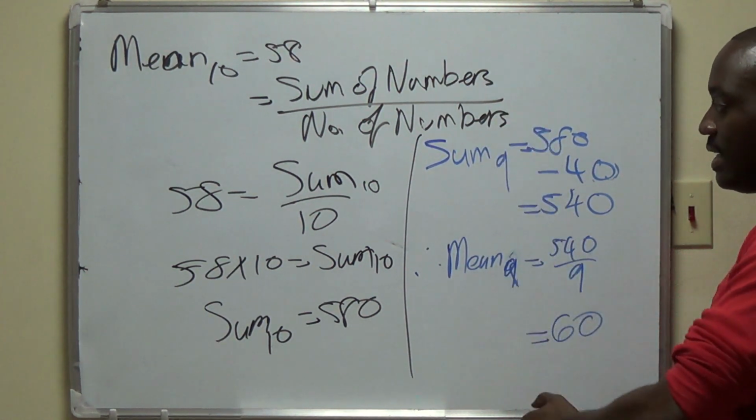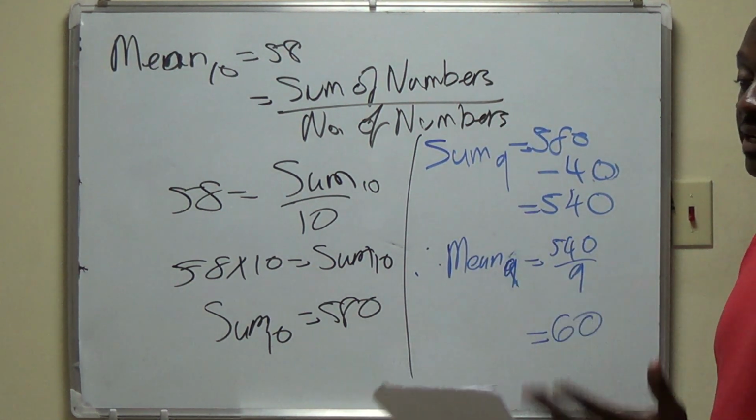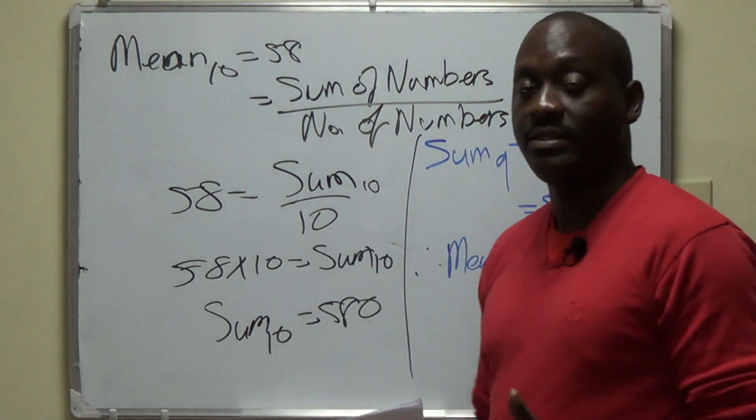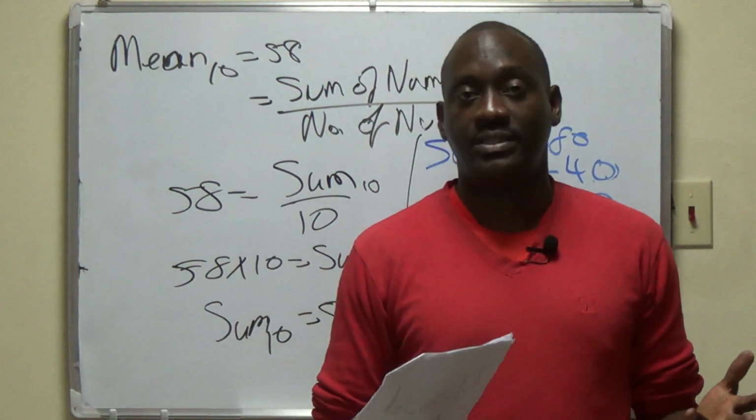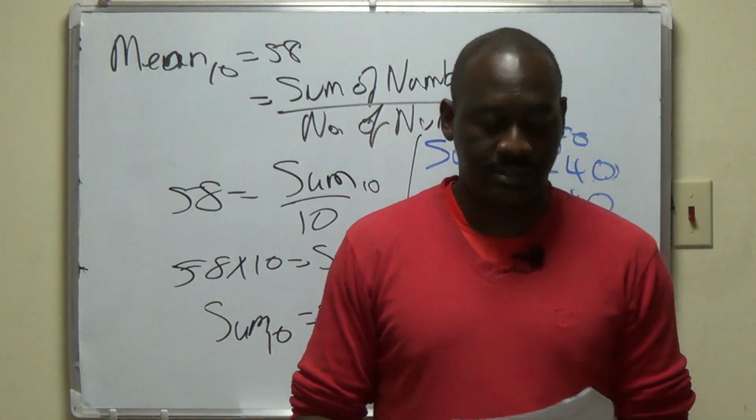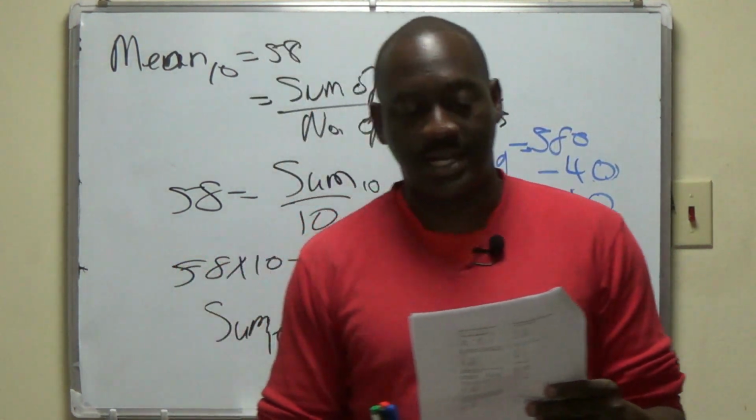Again, you don't need a calculator to do these things, provided, of course, that you know your tables. 9 6s are 54. So there's only one thing that 540 divided by 9 could be, which is 60. So that the answer in this case would be answer B.